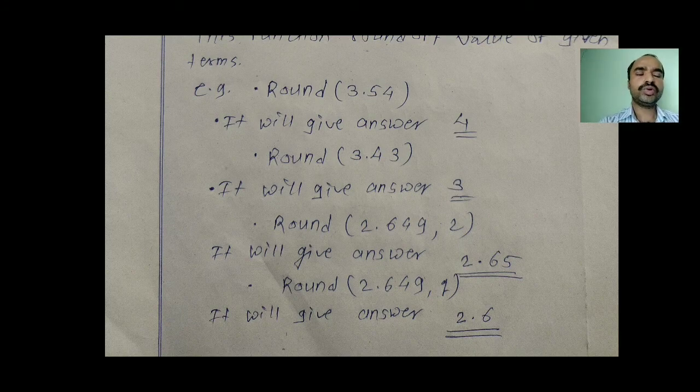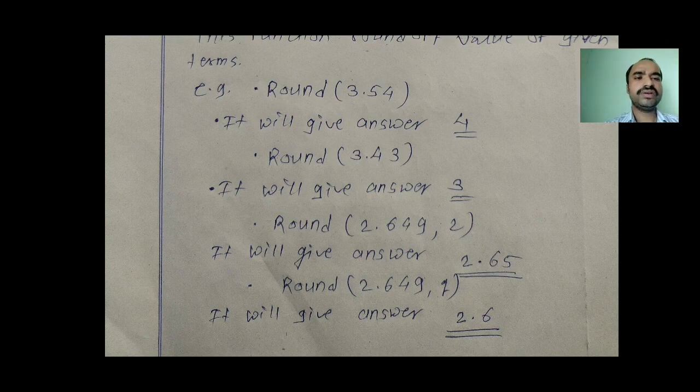ROUND(2.649, 2). The second attribute after the comma indicates how many decimal places you want for the rounded number. Here 2 means we want two digits after the decimal point. So it will give the answer 2.65, because after 4 there is a 9, and 9 is more than 5. So that 4 becomes 5 and the total value becomes 2.65.